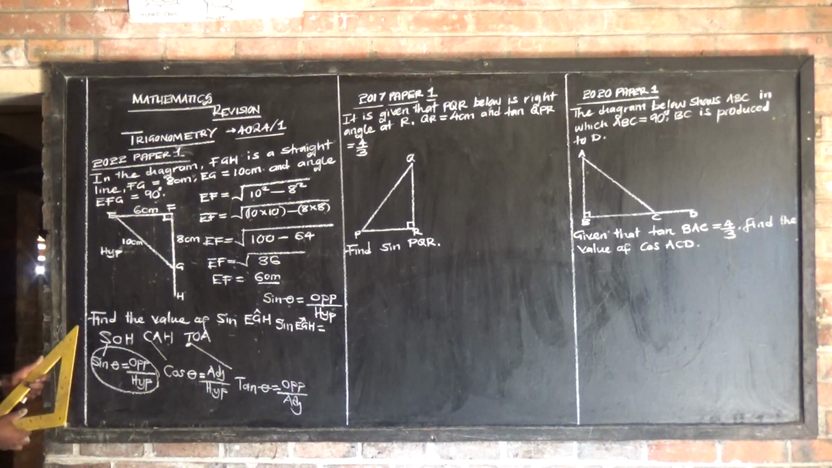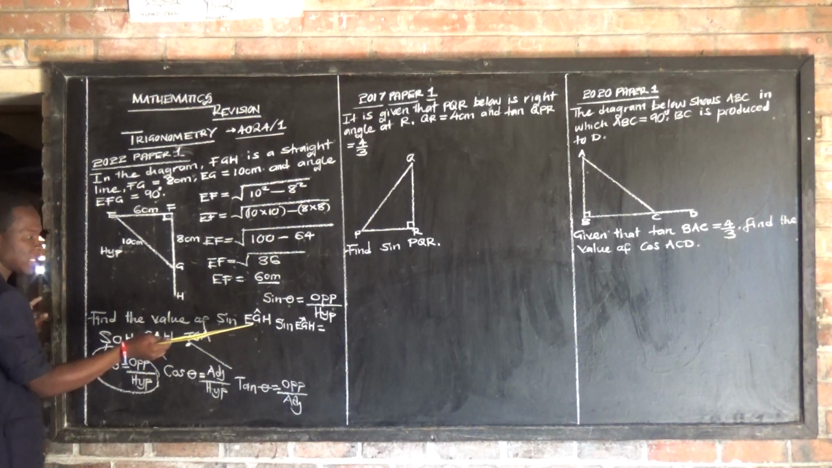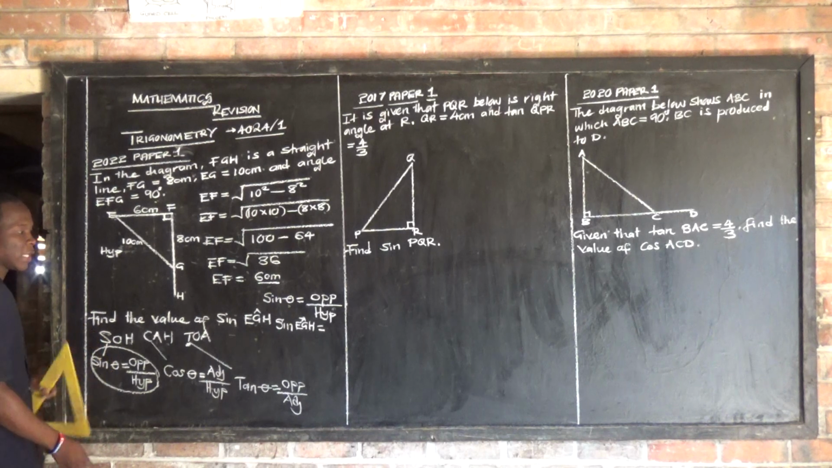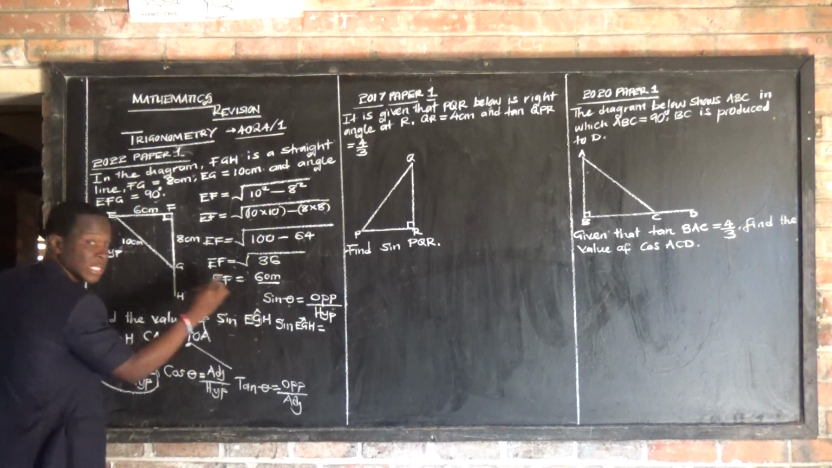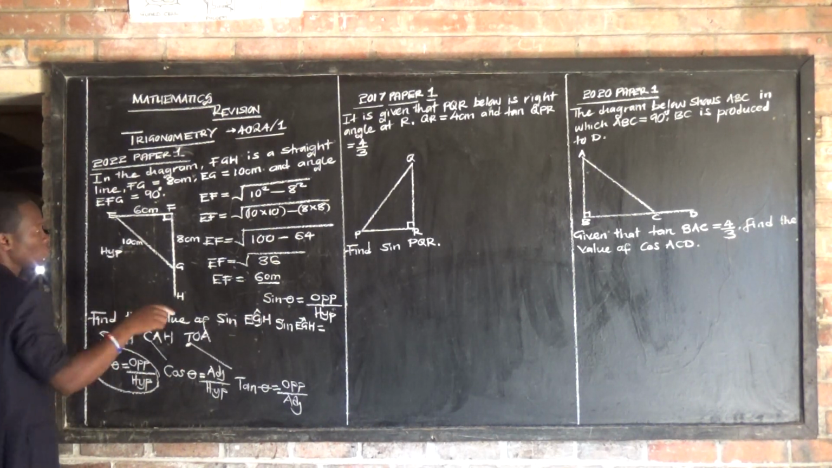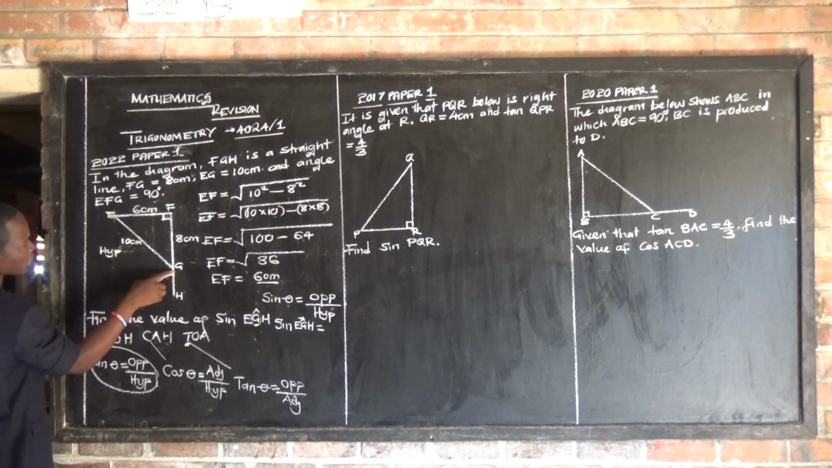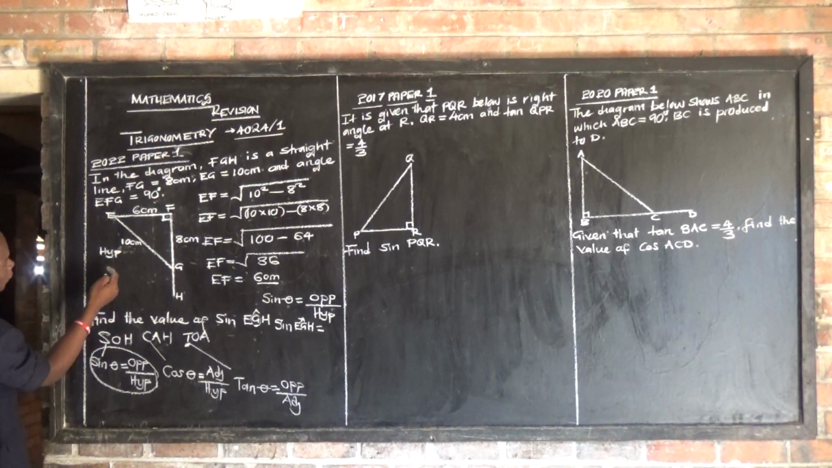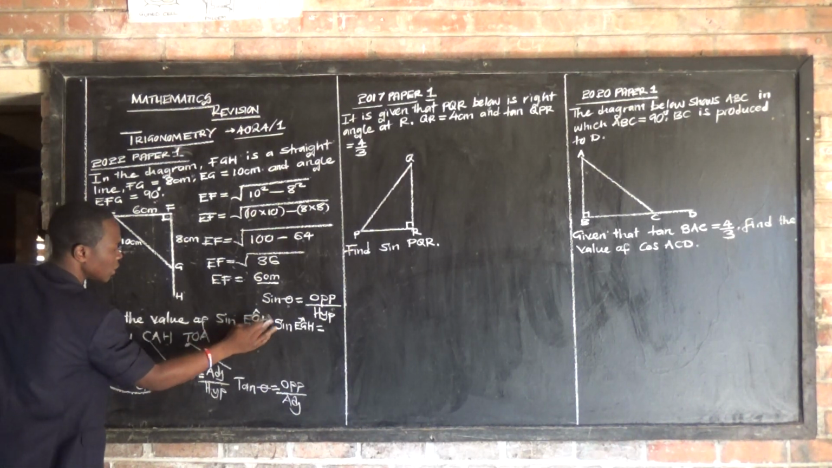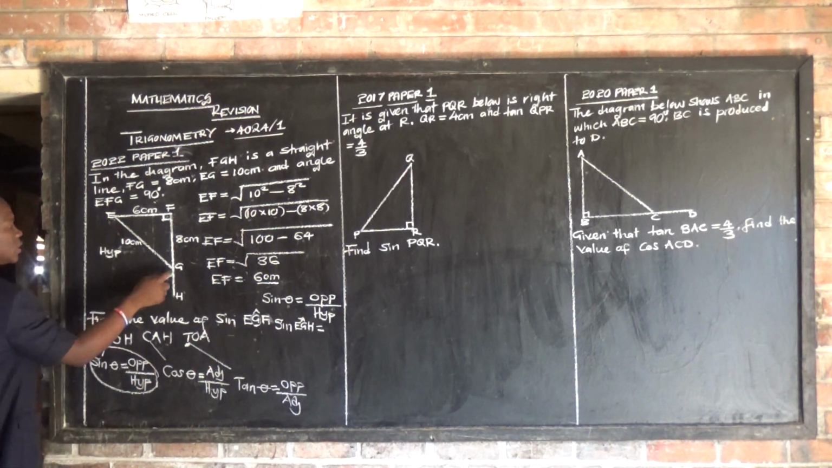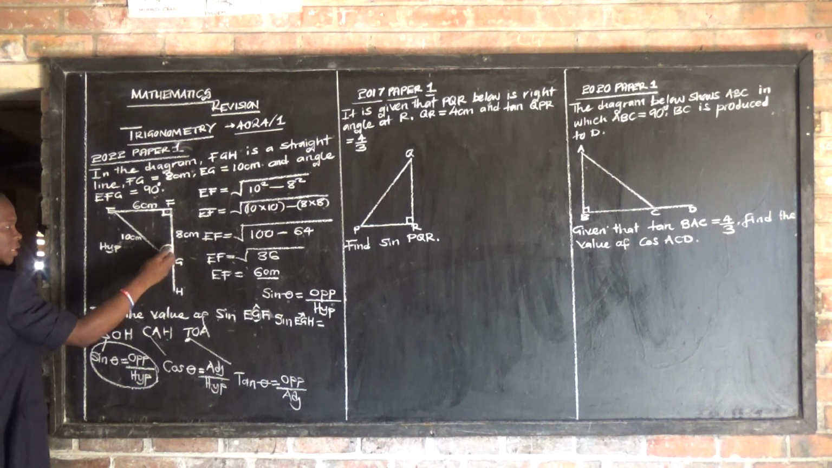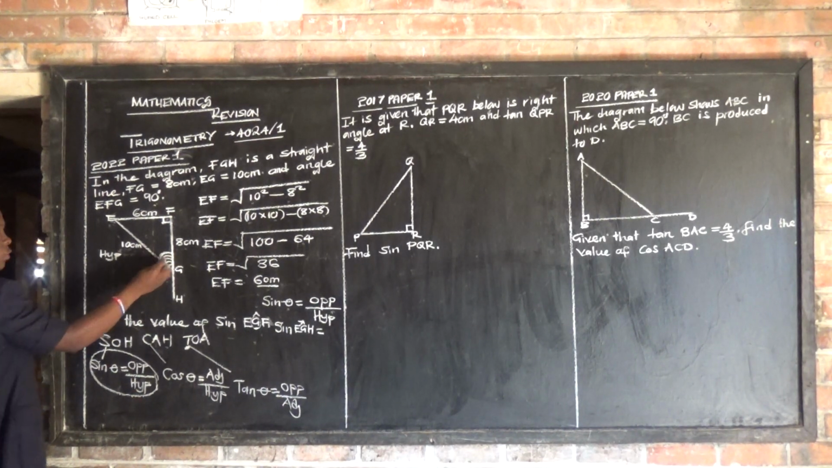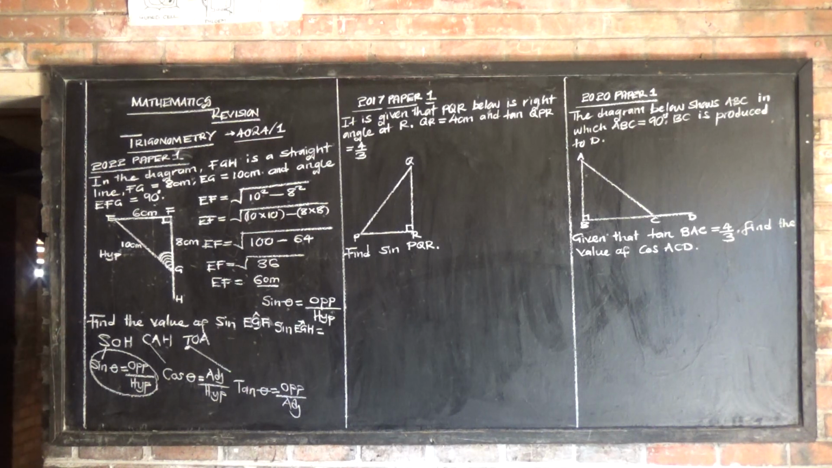For us to identify our opposite, we need to know the reference angle. The reference angle, which letter is in between? The letter is G. Are we together? So the angle is at G. That's where the angle is. It is supposed to be EGF, not EGH. So EGF is this angle, this is the angle we want. Since this is the angle we want, this is called the reference angle.